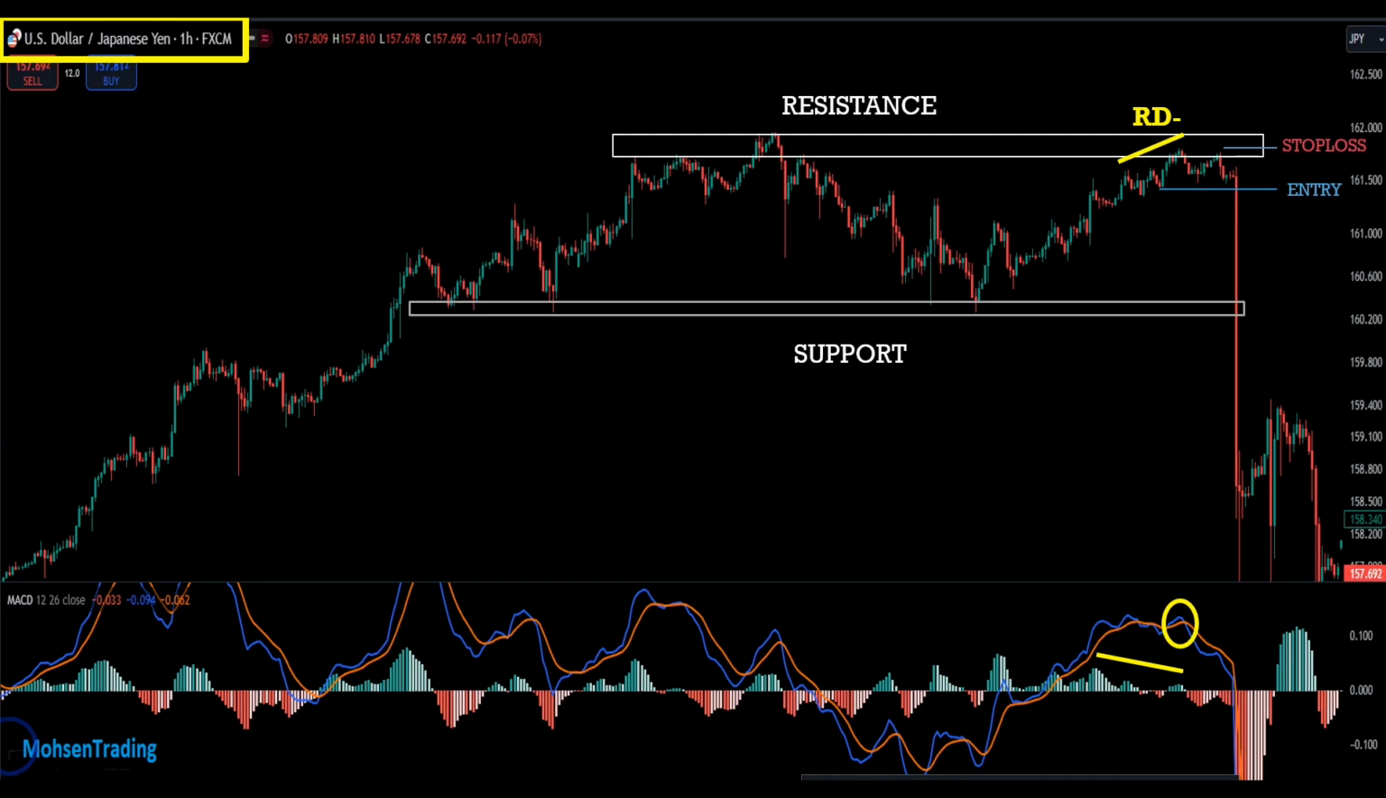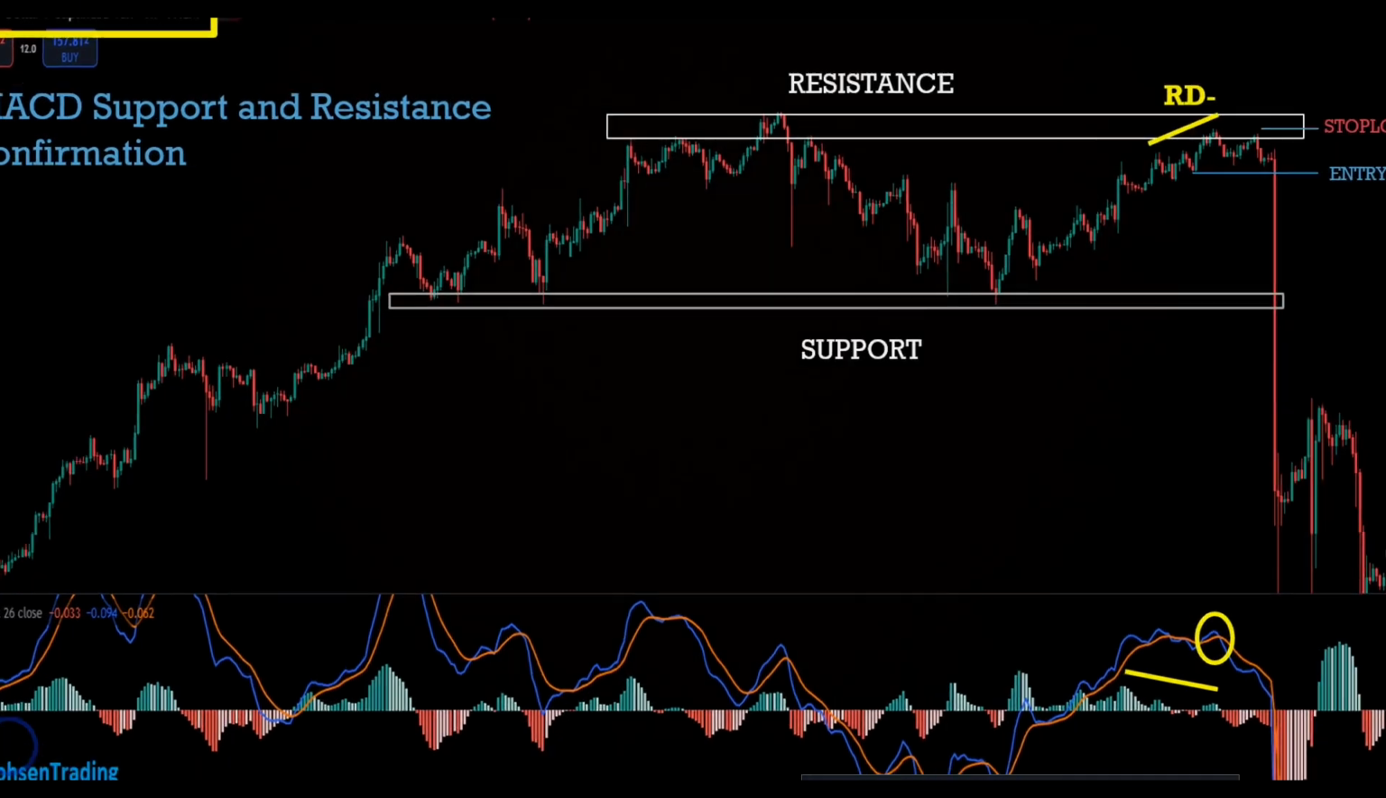As we can see, the price reverses from this resistance level, and this combination can be confirmed by using MACD along with support and resistance levels. This strategy is referred to as MACD support and resistance confirmation. To fully understand regular divergence, I suggest you check out the MACD strategy video, the link of which is placed in the top corner of the image above.